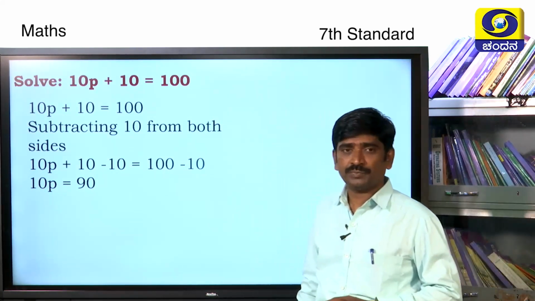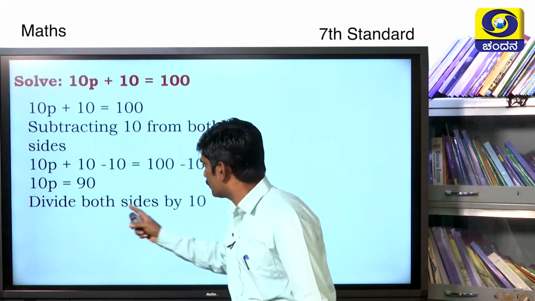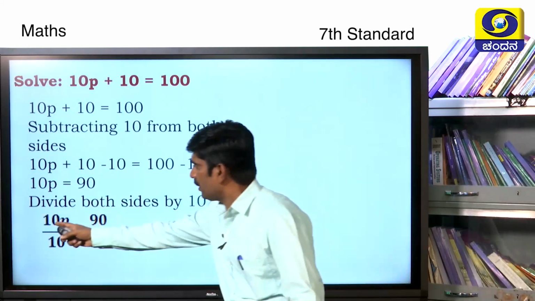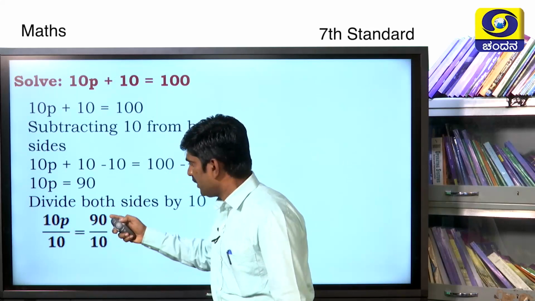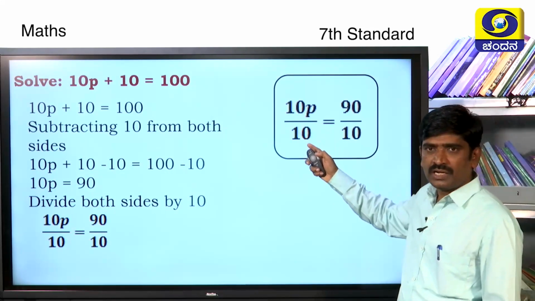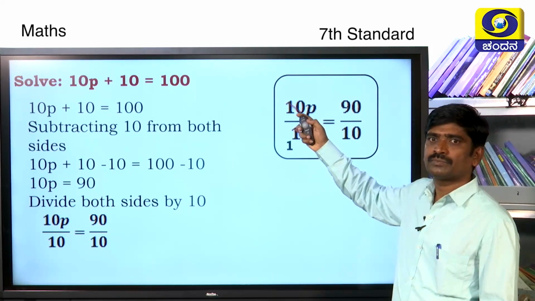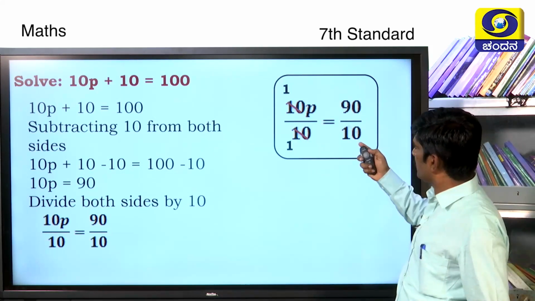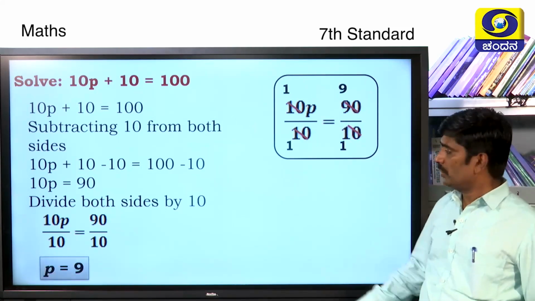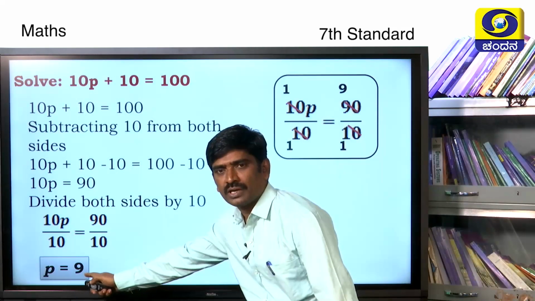What do we do next? We divide both sides by 10. Then what happens? 10p divided by 10, 90 divided by 10. Then you see here, 10 ones are 10. Next, 10 ones are 10, 10 nines are 90. Very good. Therefore, p is equal to 9.